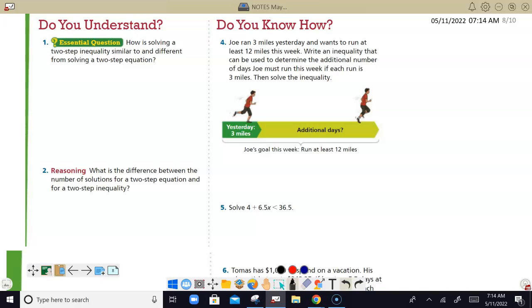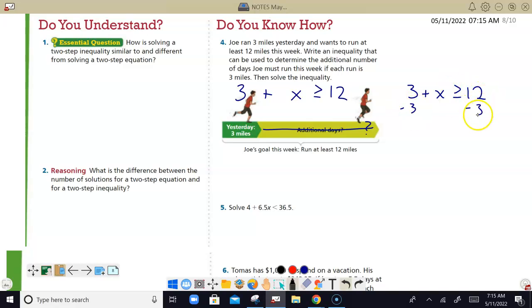He runs 3 miles and he wants to run more miles. Here's the more, we don't know what that is. So we see 3 plus some unknown amount, x or whatever you want to use for that, is at least 12 miles. He wants to at least run 12. So he wants to run more, or he's okay at 12 miles, but he wants to run 12 or more miles. So this is what the inequality will look like.